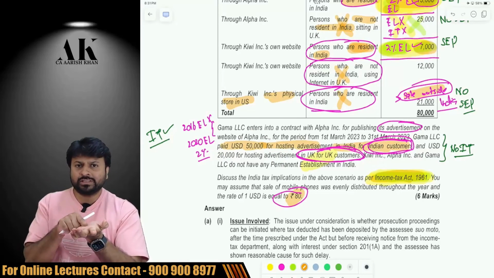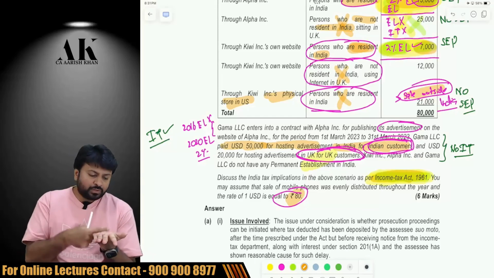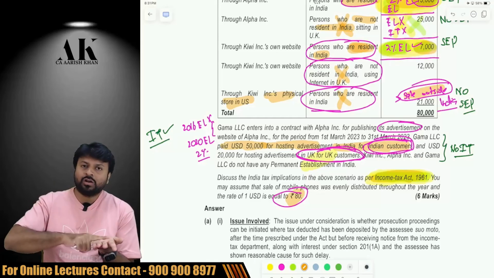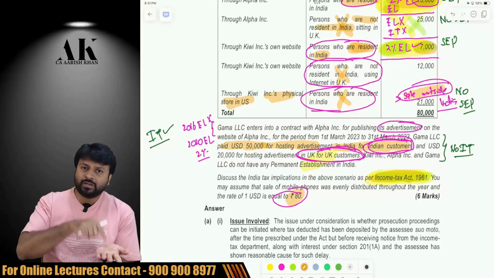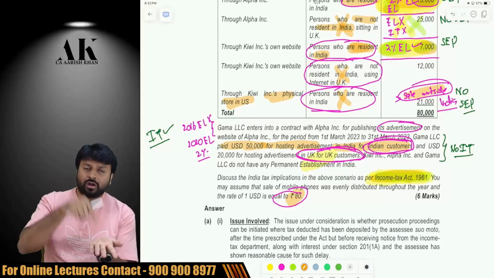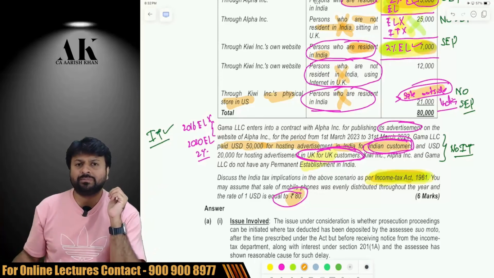Is this covered in 2016 equalization levy? 2016 equalization levy will not apply. The reason is very simple. For 2016 equalization levy to apply, the payer who is in India has to be a resident or a non-resident who should have a PE in India. Either of the two has to be there in India. Here, the person who is paying the amount is not a non-resident having a PE in India. Therefore, 2016 equalization levy is not applicable.